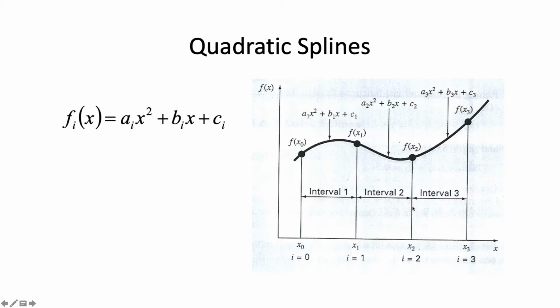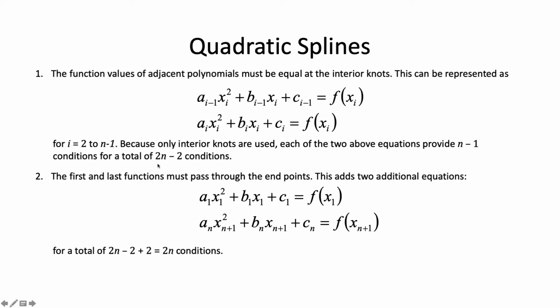If we consider x equals x2, this equation at x equals x2 must be equal to f of x2, and also this equation at x equals x2 must be equal to f of x2. So we have 1, 2, 3, 4 conditions. So if you have n intervals, this means that you have 2 times 3, or 6 minus 2 conditions. So 6 minus 2, you have 4 conditions, as we've originally shown.